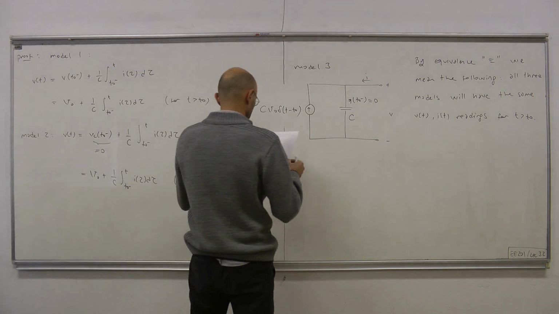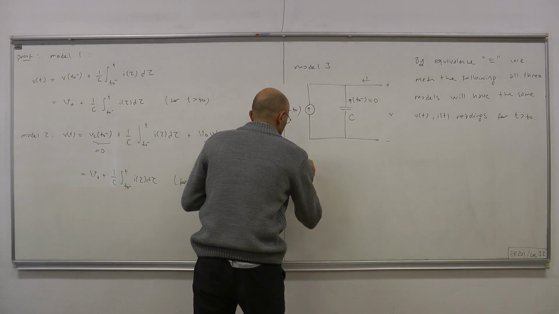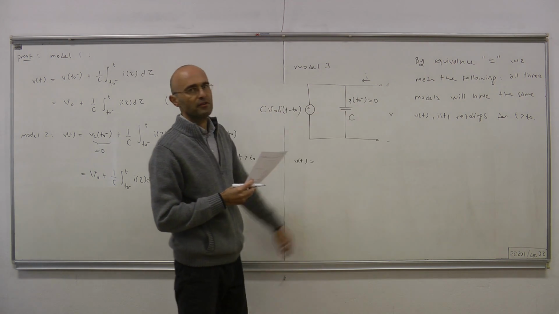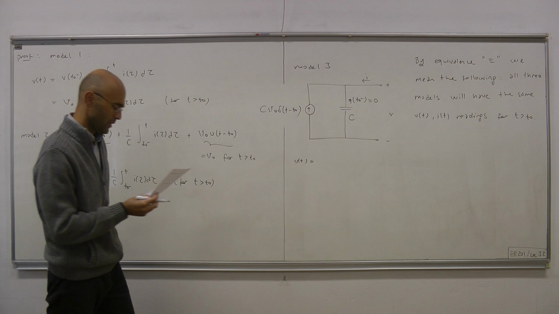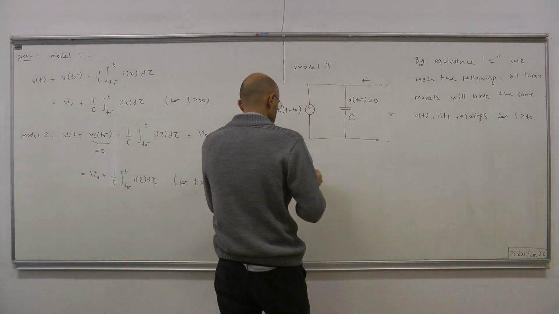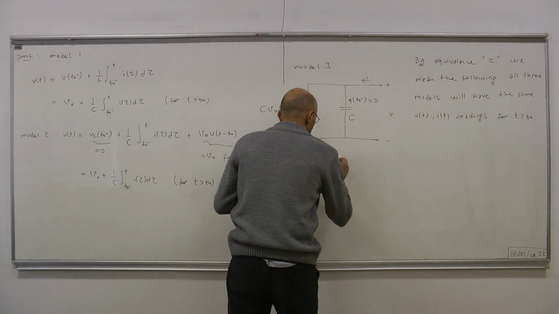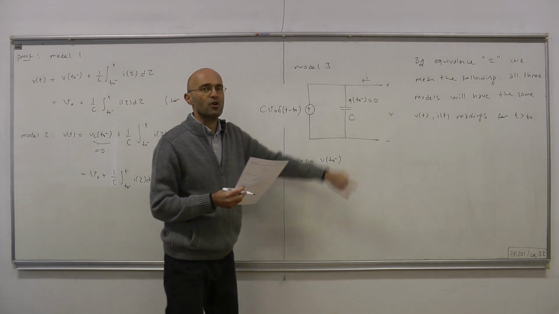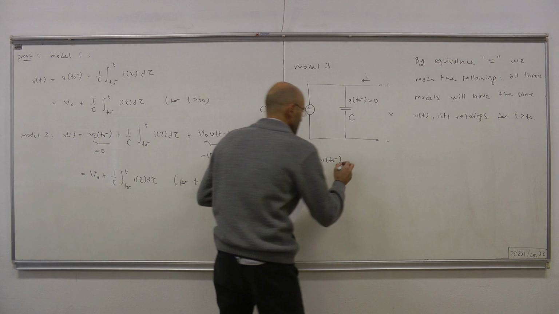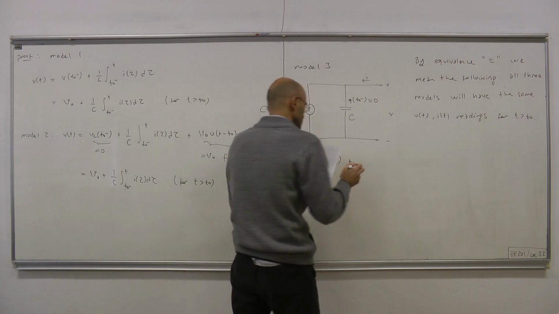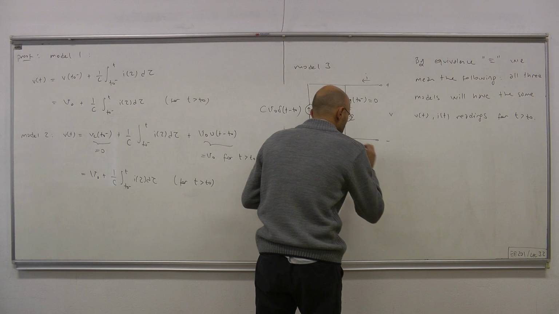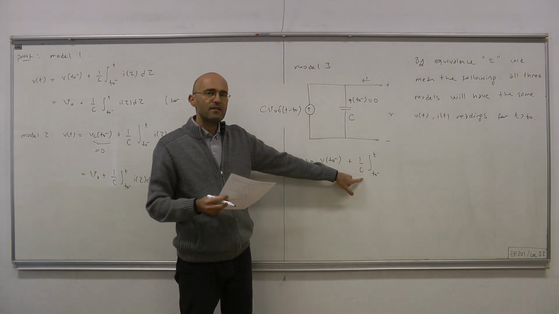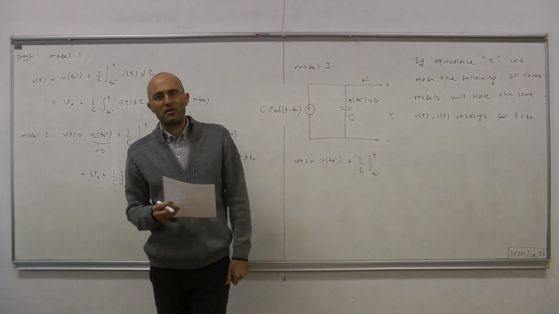Okay. So model 3, V of t, this voltage equals the voltage of the capacitor. The voltage of the capacitor is the initial capacitor voltage, which is 0 because the initial capacitor charge is 0, plus 1 over C, 1 over capacitance, and then we're going to integrate the current passing through the capacitor.